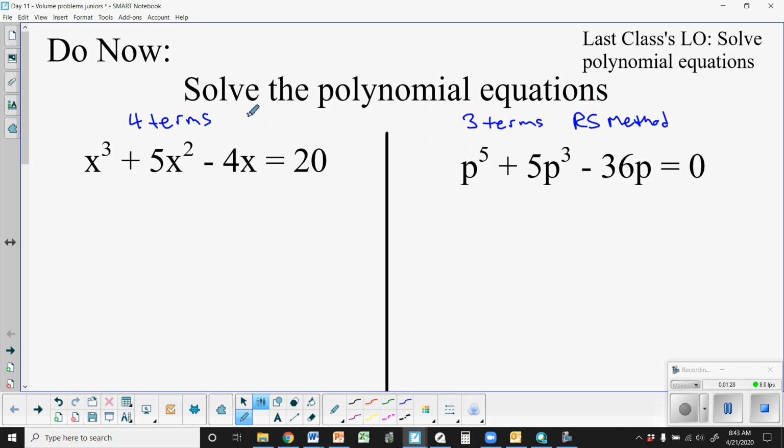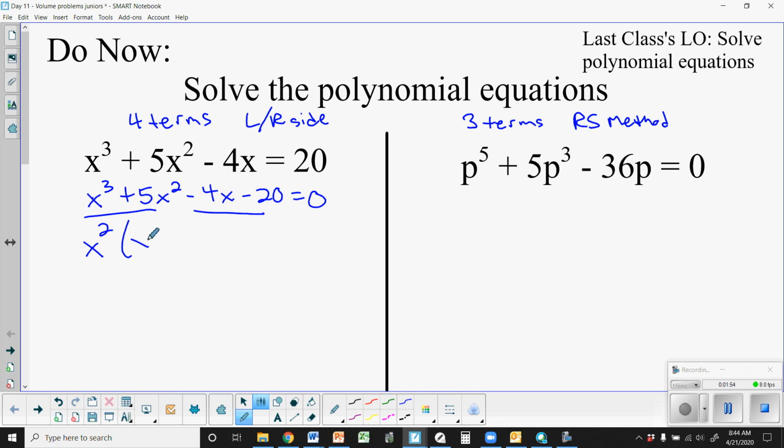This one over here we said left side, right side. But first, remember we always have to set it equal to 0 like the one on the right is. So we need to subtract that 20 over first. Make sure that our exponents are all in the same order. So now we have our left side, our right side. So we have x squared, x plus 5, minus 4, again, x plus 5 equals 0. We can factor out an x plus 5.